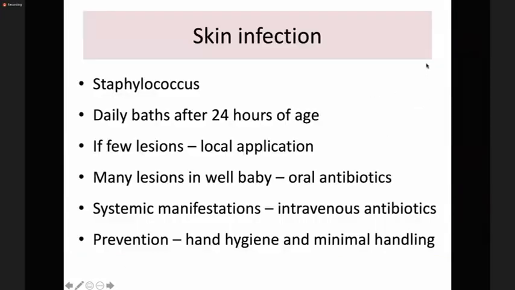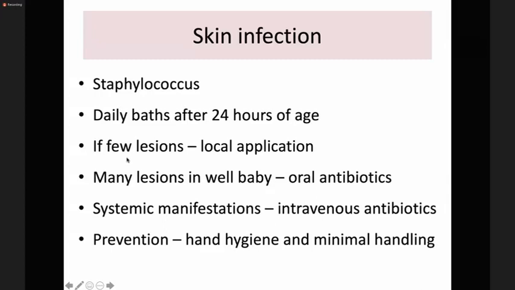So skin infection is caused by Staphylococcus. We should advise baths at least once a day, right? If they are willing to do it 2 times a day, fantastic. But we should not bathe the baby before 24 hours because they get cold. But after 24 hours, a baby can be bathed, and it's recommended to bathe them every day, at least once. Twice is absolutely fine.